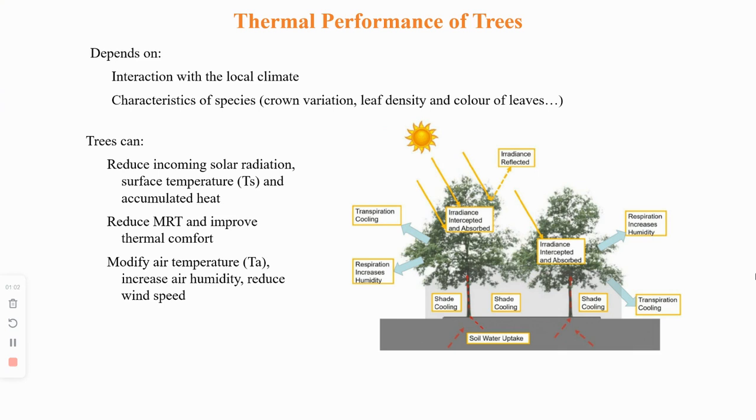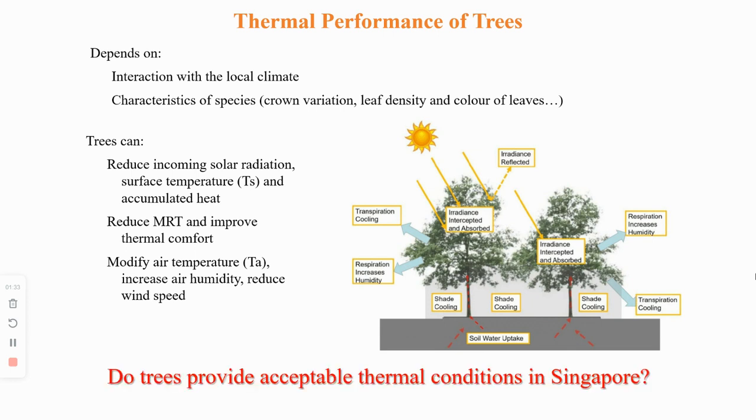So to look at trees, the energy balance is shown in the figure on the right, and we're familiar with most of that. The transpiration, interception of shortwave radiation, and so on. Trees can reduce this shortwave radiation, surface temperature, and heat accumulated in the soil, reduce MRT, mean radiant temperature, and therefore improve thermal comfort, modify air temperature, but they also increase air humidity and can reduce wind speed, which impacts thermal comfort and maybe transport of pollutants.